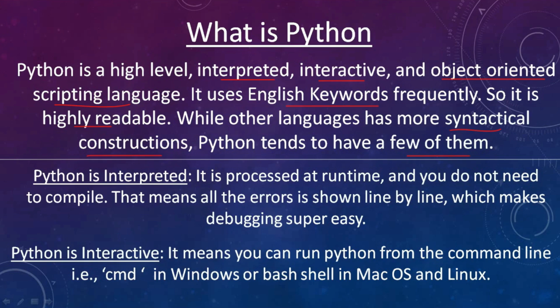Now I've discussed what is interpreted. It is processed at runtime and you do not need to compile. This is an advantage, which means the errors are shown line by line, which makes debugging super easy. Now interactive, I've said this is a feature of Python where you can open a CMD or a bash shell, CMD in Windows or a bash shell in macOS and Linux, and if you type Python or Python 3, an interactive command prompt opens where you can run Python, test Python, debug Python, anything you can do in this CMD or bash shell. So this is a feature.